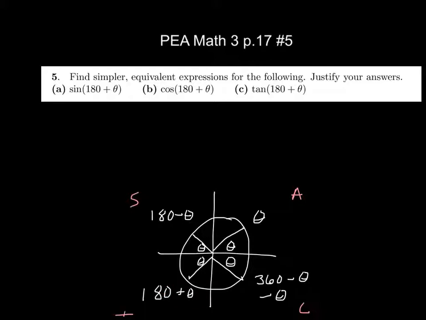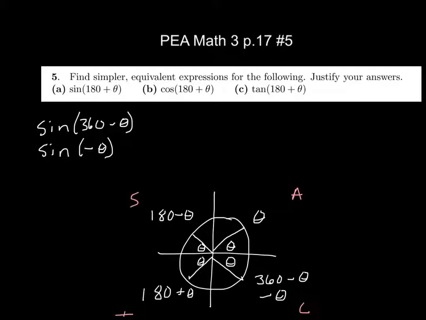So what's another one of these angles that would give you a negative sine? Quadrant 4. So I could put sine of 360 minus theta. What else could I put? Sine of negative theta. Where'd you get 360? This angle right here would be 360 minus theta. So 180 plus theta is in the third quadrant.